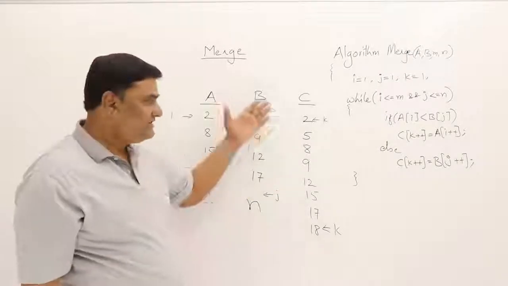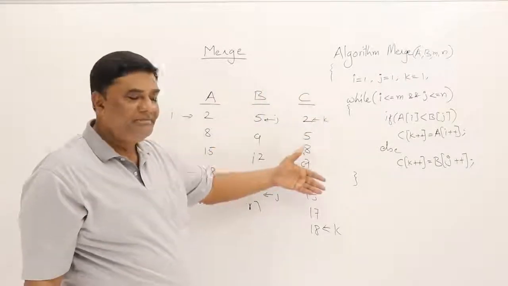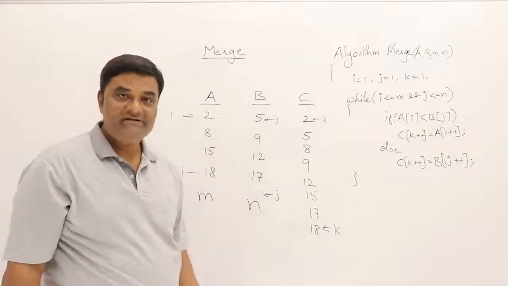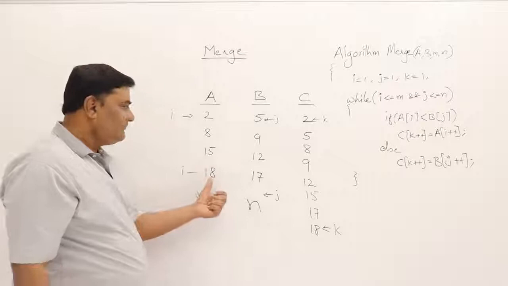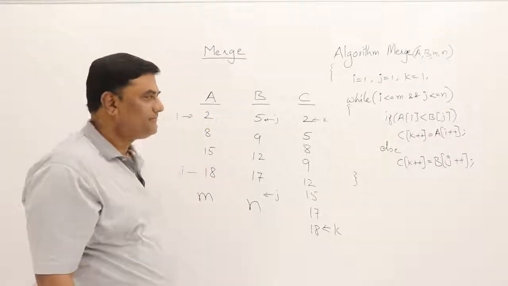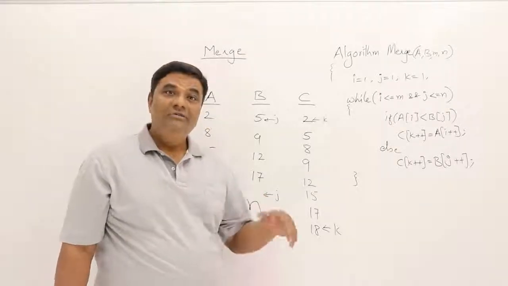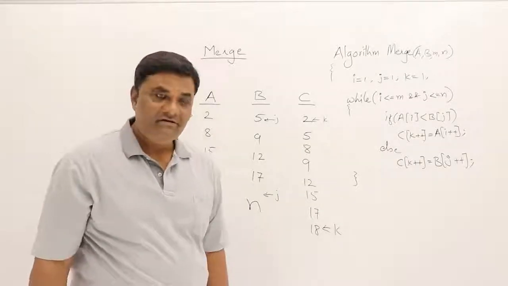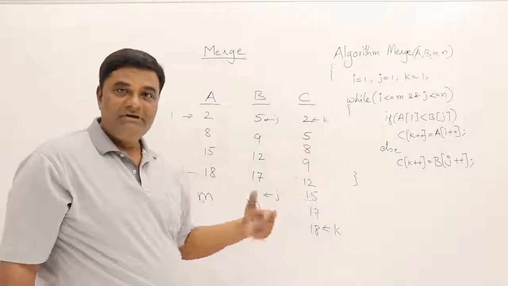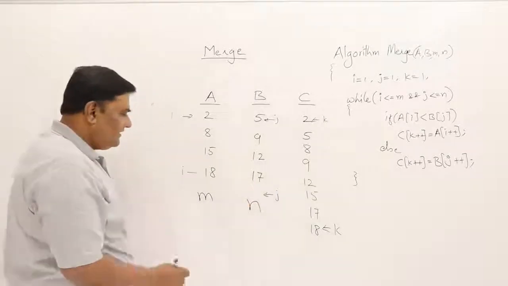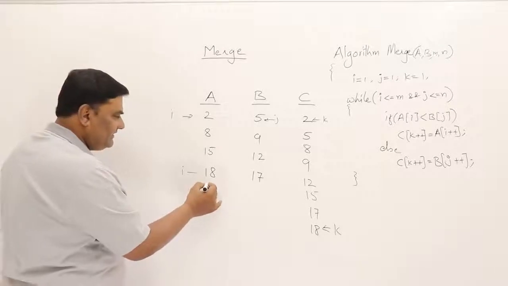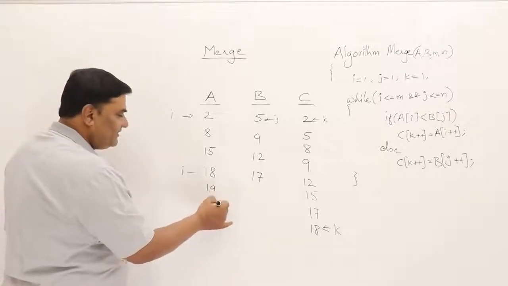And once this loop completes, we know that one of the lists will have some remaining elements. Like in our example, 18 was remaining in the first list. So I should copy the remaining elements. We don't know in which list the elements will be remaining, maybe in A or maybe in B. Suppose here I have a few more elements, 18, 19, 25. So there are 3 elements.